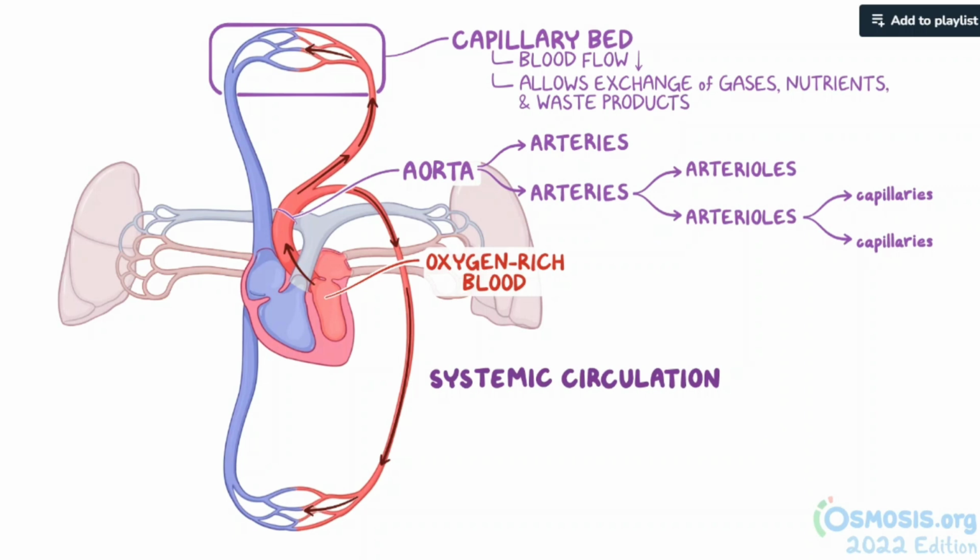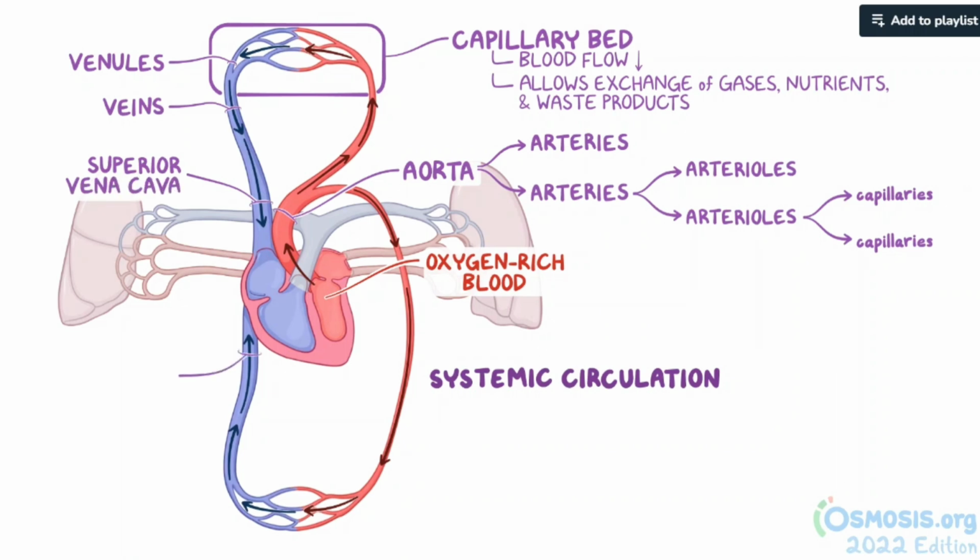Now, after this interchange of substances occurs, the capillaries regroup to form venules, which eventually drain into veins, and eventually into the 2 largest veins called the superior vena cava and the inferior vena cava, which collect blood from the entire body and empty into the right atrium. And once more, the pulmonary circulation cycle restarts.